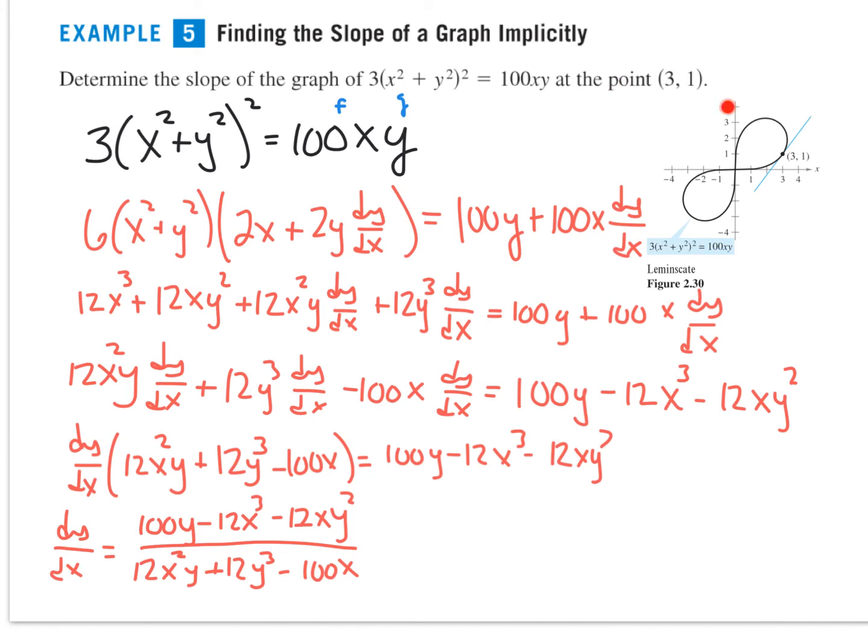So to get the slope, I'm going to plug in 3 for x and 1 for y, and that gives me 13 over 9. And feel free to use a calculator to get that. So that's the slope at this point right here. So 13 over 9 is our final answer.